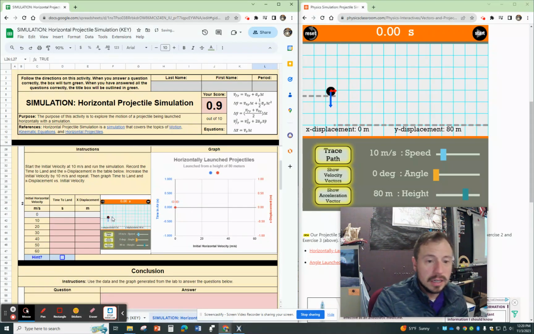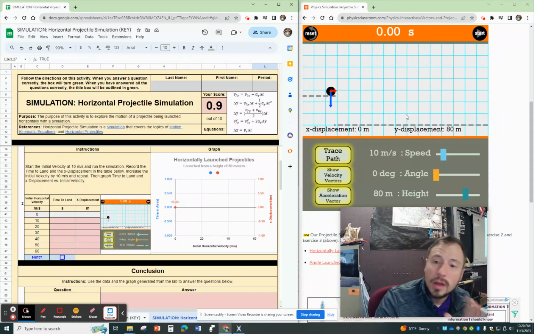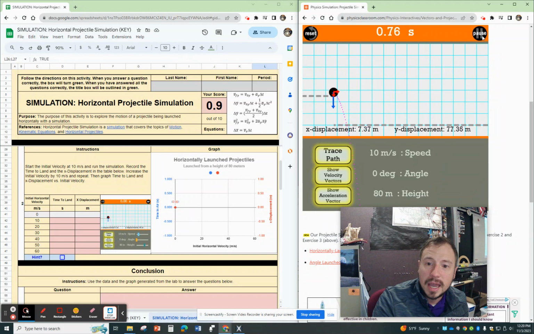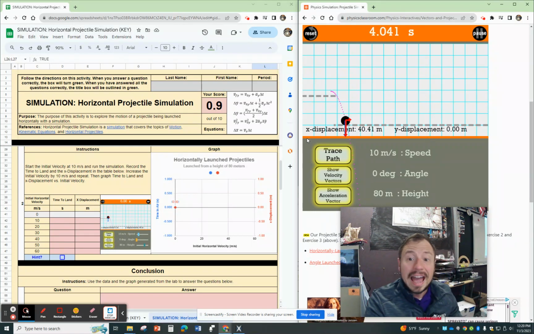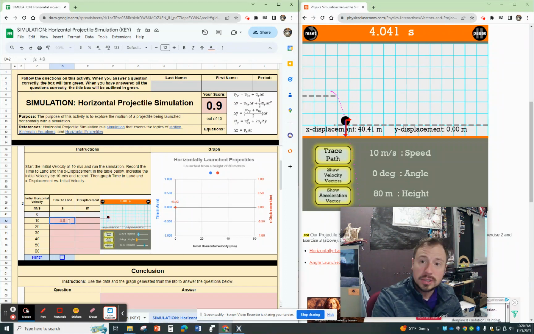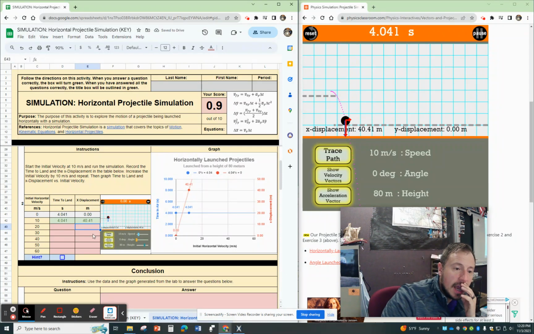Now down here, we're not doing 0 meters per second. We'll fill that in later, and there's a reason why. So let's just go ahead and run this simulation as is, and we can get the time to land and the x displacement. How far did it travel in the horizontal direction? So the time is 4.041 seconds, and the x displacement is 40.41 meters.